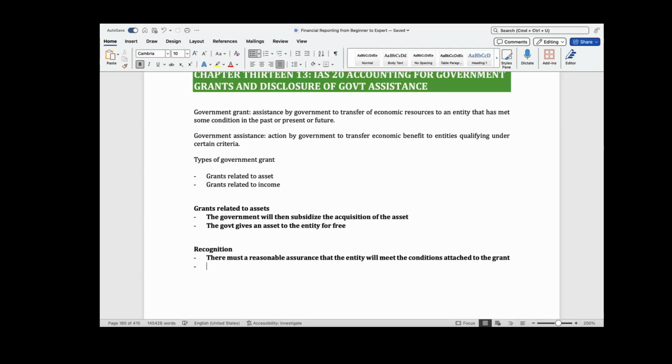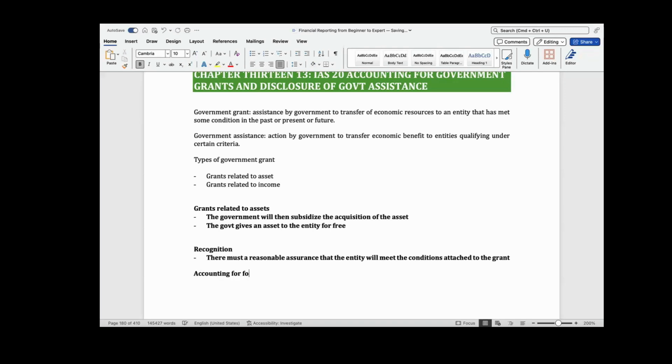This is the major criterion: from all indicators, we believe that this company is going to meet this condition. And also the second one: when you meet those conditions, you are definitely going to receive the grant. If there's reasonable assurance that you meet those conditions, then you can go ahead and put it in your books.